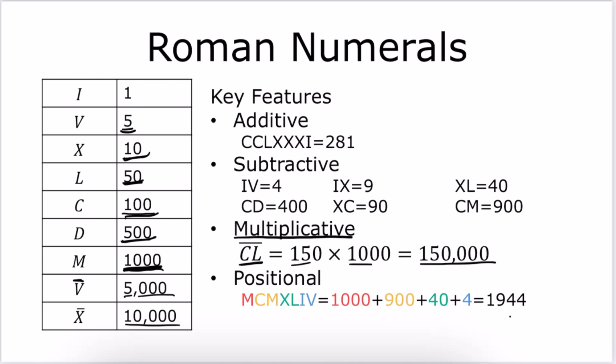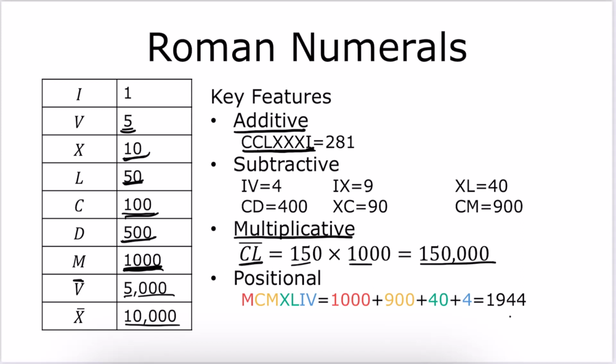So Roman numerals were additive, just like the Egyptian numerals were, where if you have C, C, L, XXX, I, basically you say, well, C plus C, that's 100 plus 100. L is 50, so that's 250. Then I have 3 X's, so that's 3 tens. So 250 plus 3 tens would be 280. And then you add 1, and that gives you the number 281. So this notation right here would represent the number 281 in our modern day system.